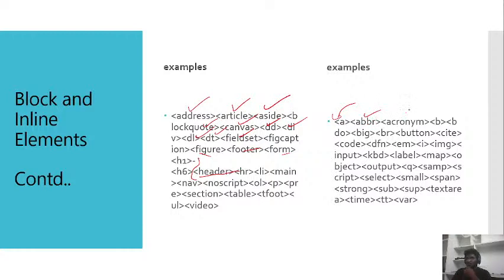Acronym is like hypertext markup language, no? So HTML for hypertext markup language is an acronym. Then B is bold, and BDO is used for reversing the text. I also told you that to display things from right to left, you have to give RTL. So these are some examples of block level elements and inline elements.